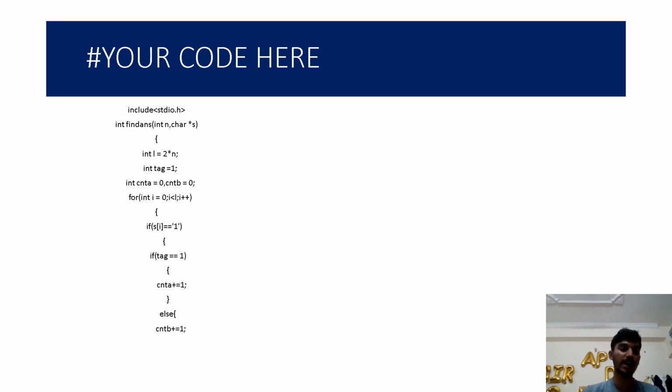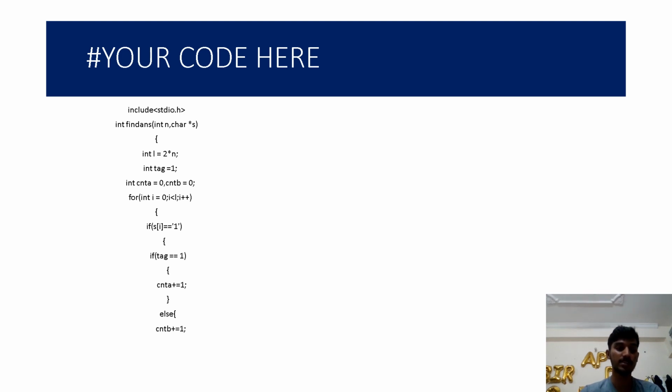and then we are going to give findAnswer as an integer function with looping variable i, and then char *s. So int l = 2 * n. Integer variable tag = 1, and then we are going to give two counters, counter A and counter B, for both the teams, team 1 and team 2. Then we are going to take a for loop, where i = 0, i < l, and then i++.